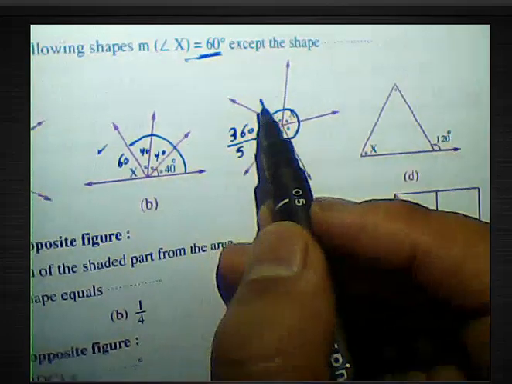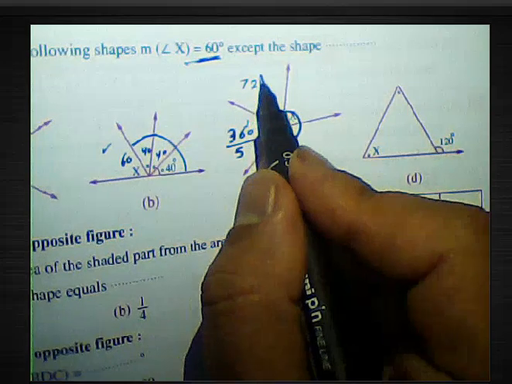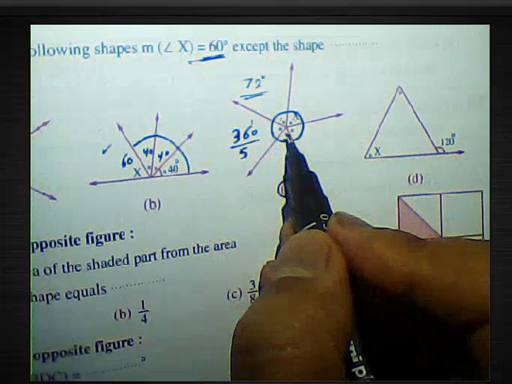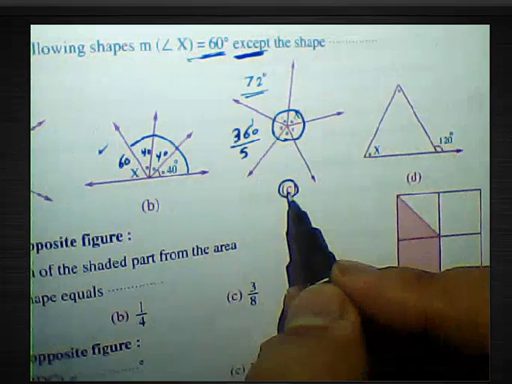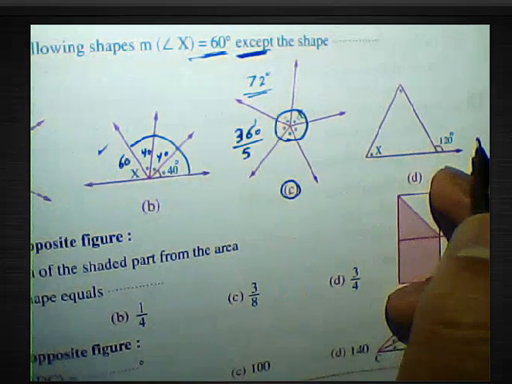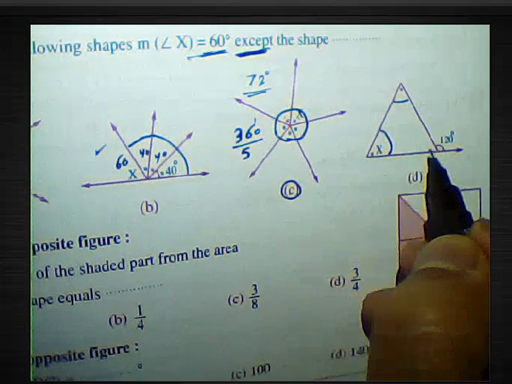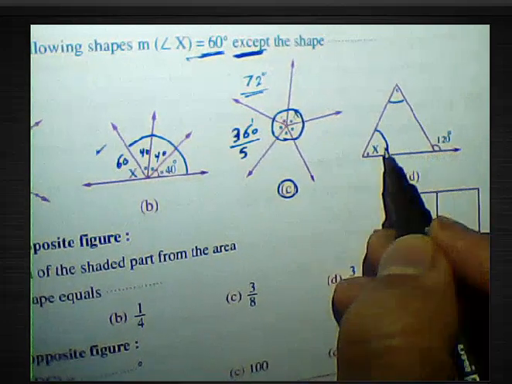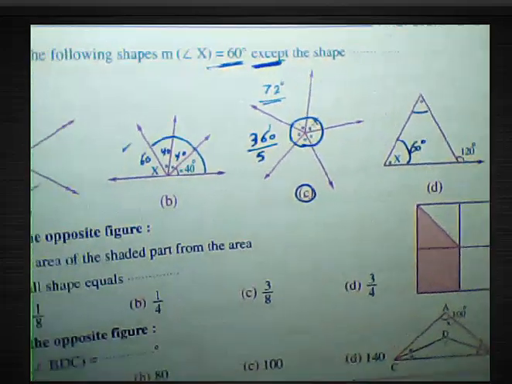36 divided by 5 equals 7, and the remainder 1. 10 divided by 5 equals 2. Then the measure of each angle here equals 72. So it is accepted except letter C. But here we have exterior angles. The measure of an exterior angle equals the sum of the two interior angles opposite to it. It will be 60 degrees. So we must choose letter C.